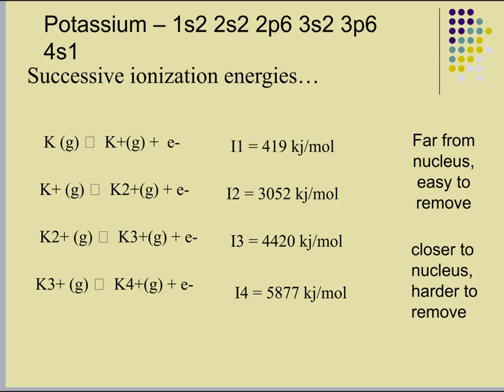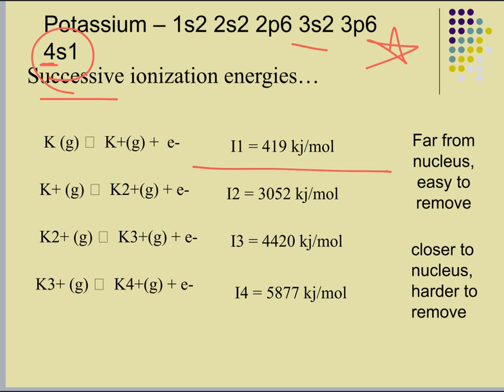So this is a good example of successive ionization energies, or subsequent ionization energies, for potassium. You see the electron configuration for potassium up at the top: 1s2, 2s2, 2p6, 3s2, 3p6, and then ending with 4s1. So 4, being the highest principal energy level, would be our valence shell. An electron in the valence shell requires only 419 kilojoules per mole of potassium to remove.